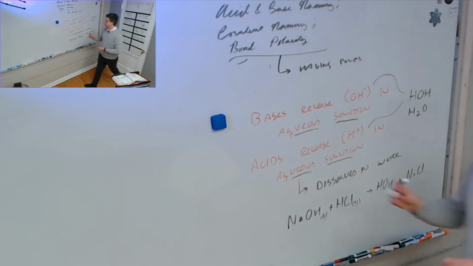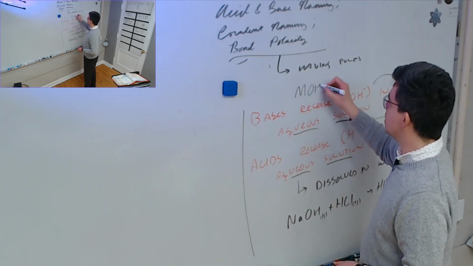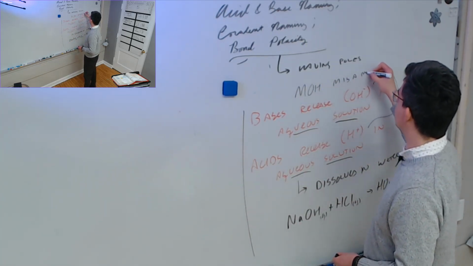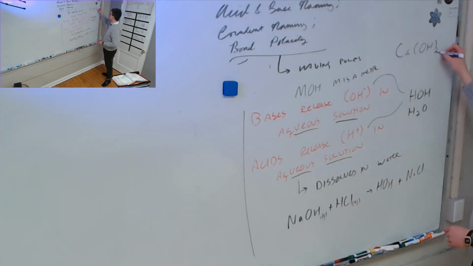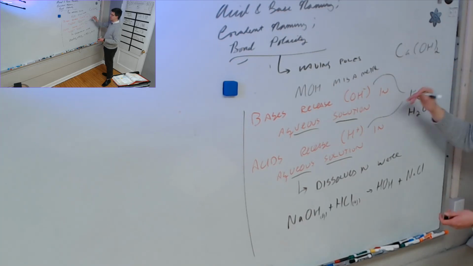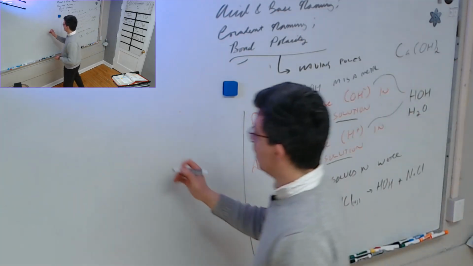Let's talk about real quick that bases will be very easy to name. It's always going to be MOH, where M is a metal. It might be something like, if it's calcium, CaOH, but it's still calcium hydroxide. It's always going to be some metal hydroxide by this definition. Acids are a little bit trickier.